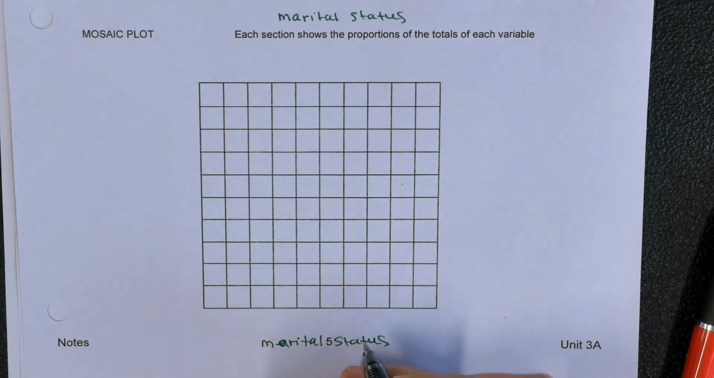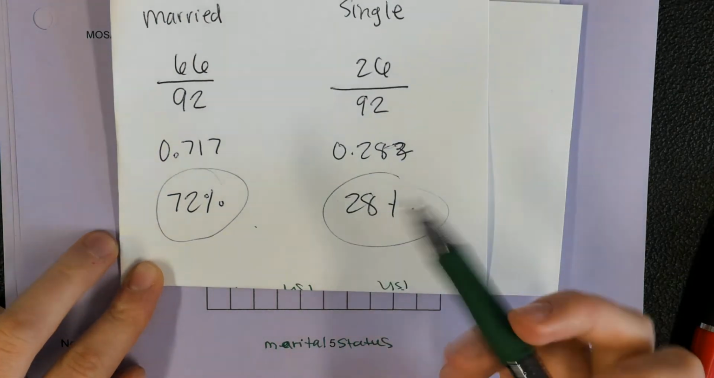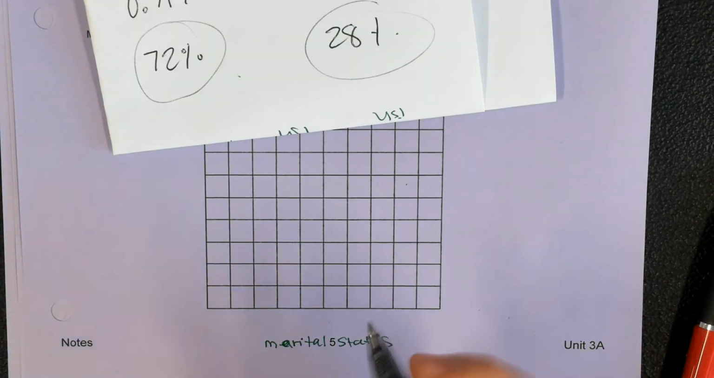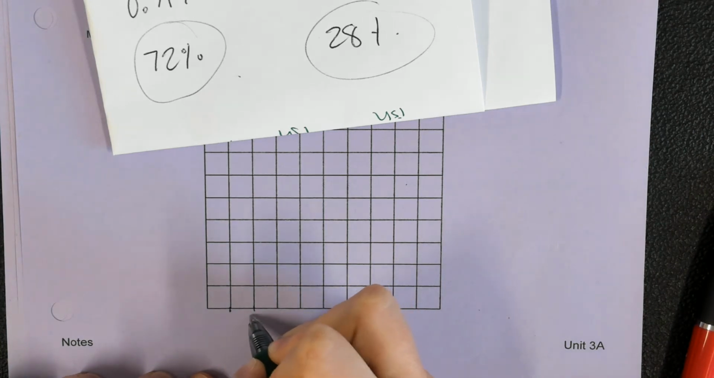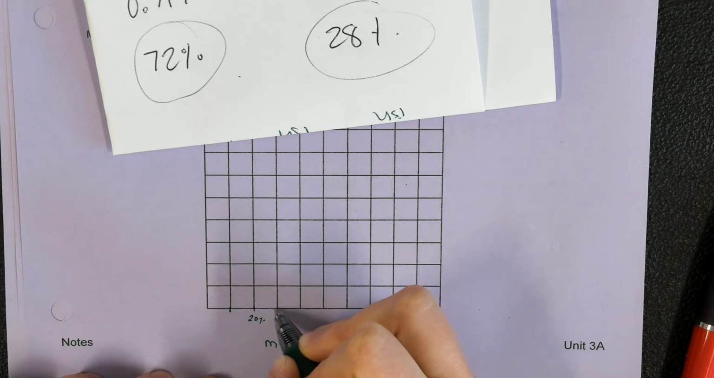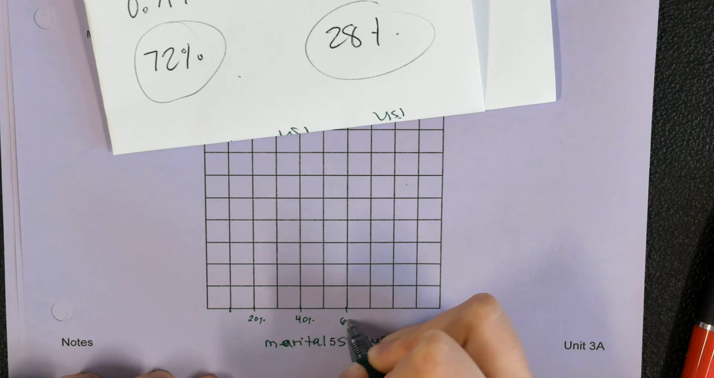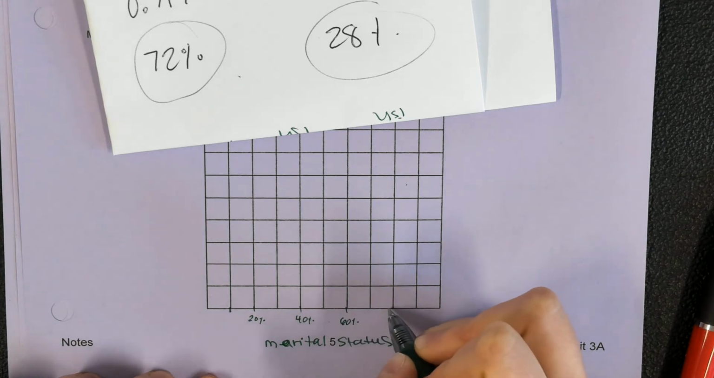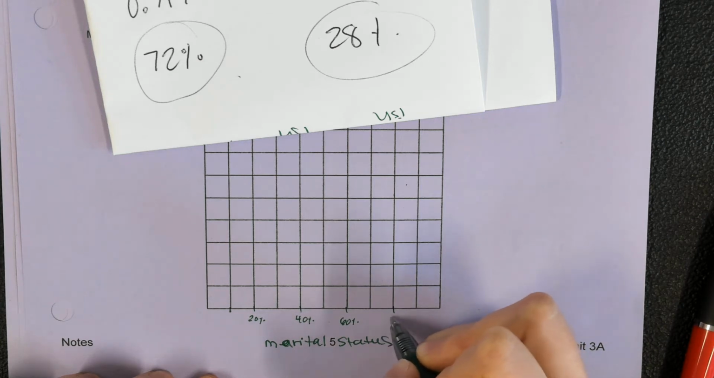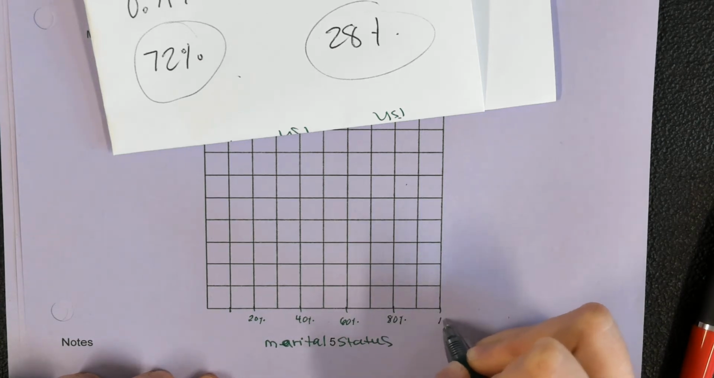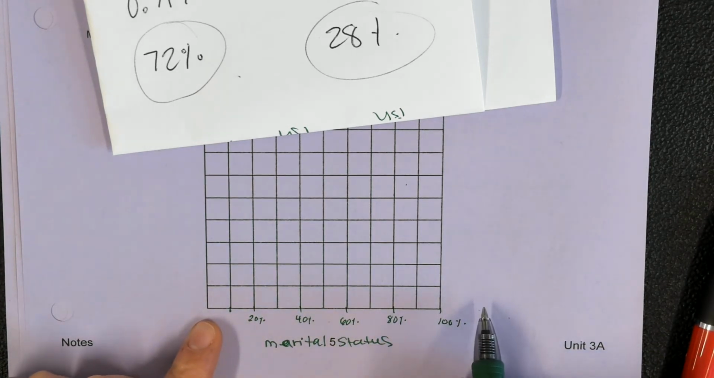We just saw here that 72% of the people that we surveyed were married. So I want that to be reflected down here. So I would say, okay, this is 10%, 20%, 30, 40%, 50, 60%. Then we get to 70%, 80%, 100%. So this is showing me the percents of people that we surveyed.